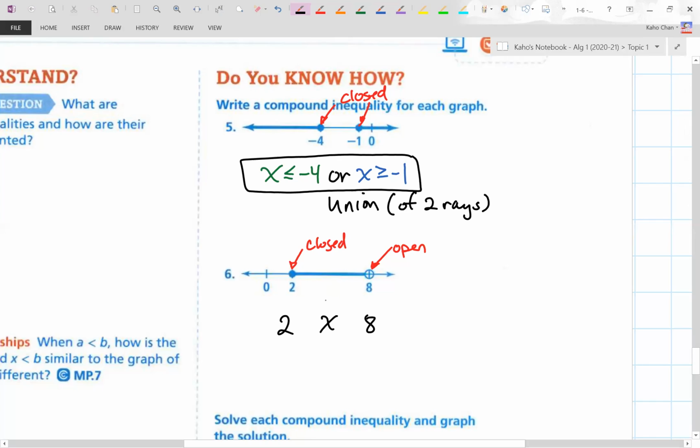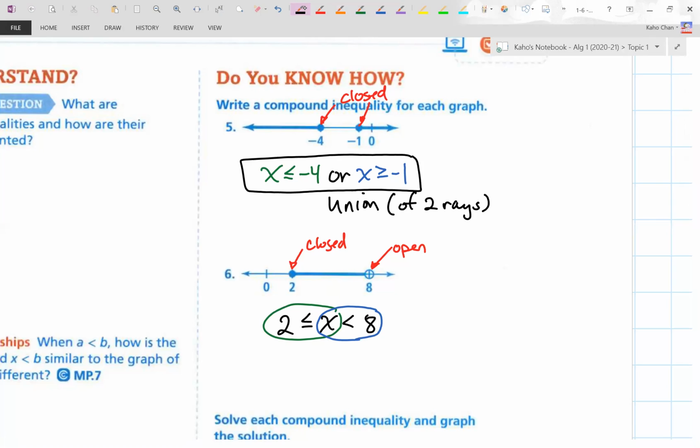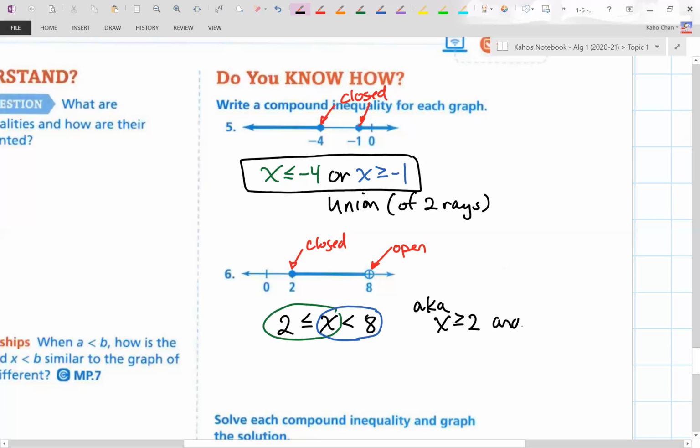X is going to the right. It's greater than or equal to when you read that backwards, but it reaches up to 8, but not including 8, so it's less than. You can represent this answer another way too. You need to be aware of that. This is x is greater than or equal to 2, and x is less than 8. This is an intersection.